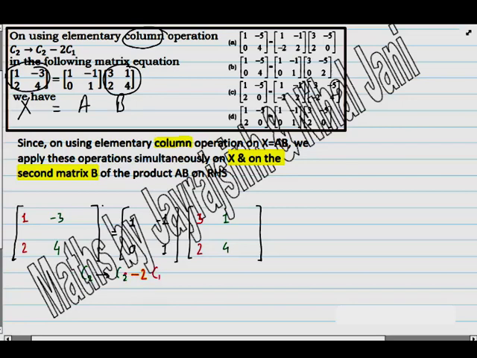That means we have to multiply the first column by minus 2 and then add to the second column. So 1 minus 2 is minus 2, 2 minus 2 is minus 4, and the same thing we will apply to matrix B. We will multiply the first column by minus 2 and then add to the second column. 3 minus 6 is minus 6, 2 minus 2 is minus 4.